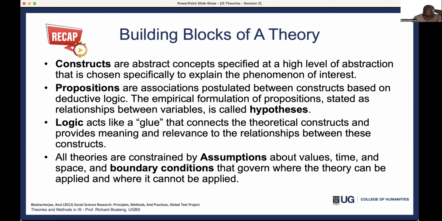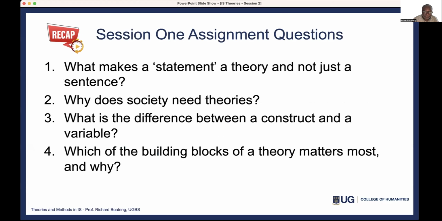So we need to know the boundary of a theory. We need to understand the assumptions of the theory, the logic of the theory, the propositions of the theory, and the constructs of the theory. The difference between a theory and what we call a framework, we will talk about later, maybe in session 4 or 5. But for now, understand that a theory is a set of general propositions used as principles for explaining, understanding, and predicting apparent relationships within, or concerning, a phenomenon in society.